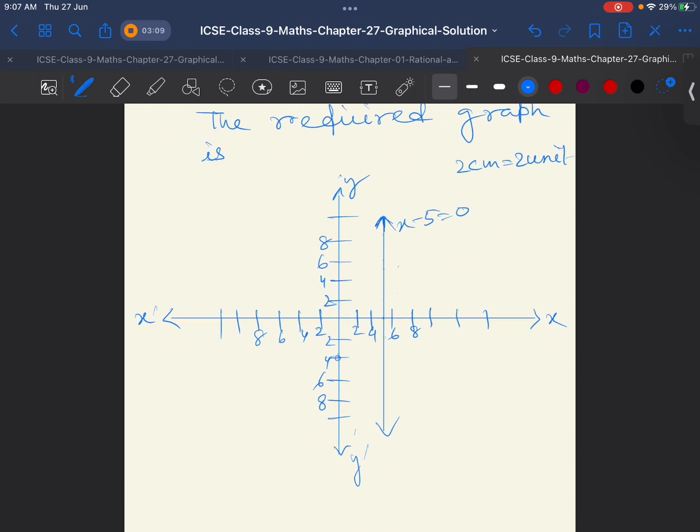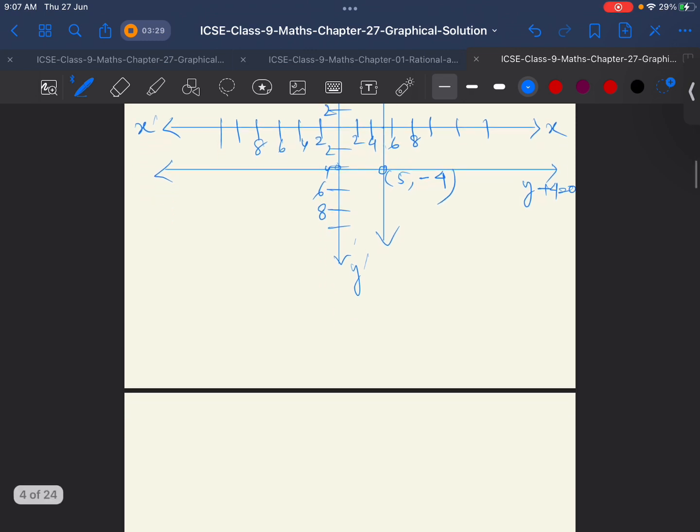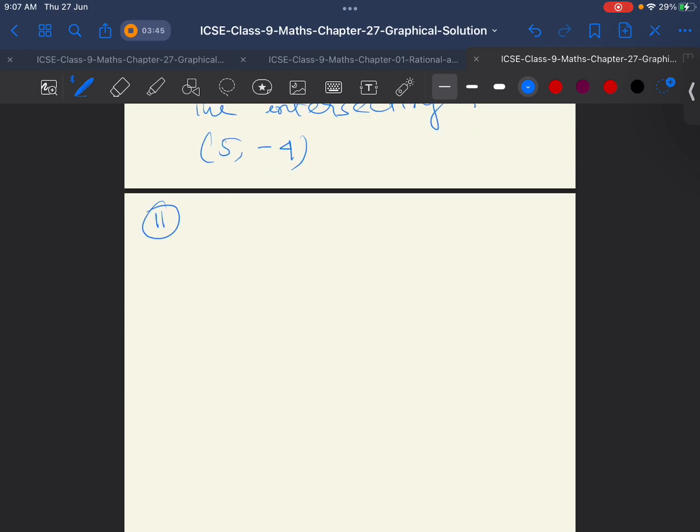Okay. So now we plot y equals minus 4. y equals minus 4. So this line will be here. This is the line y plus 4 equals 0. So the point of intersection will be 5, minus 4. This is the point of intersection. Okay. The intersecting point is (5, minus 4).